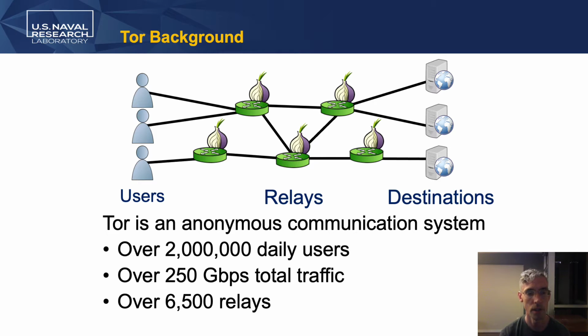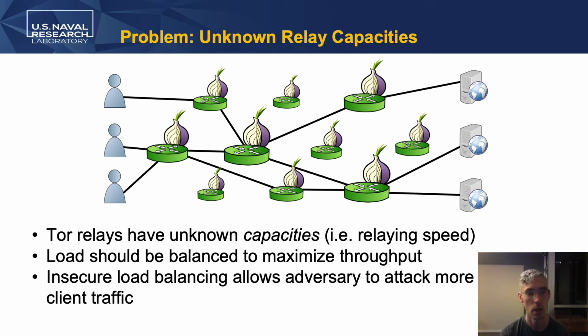Tor is an anonymous communication system used by over 2 million users daily. It sends over 250 gigabits per second of traffic, and it consists of over 6,500 relays around the world. A challenge for Tor is that because its relays are run by volunteers, those relays have varying capacities. That is, the speed at which they can forward traffic varies, and also those capacities are unknown to the network overall.